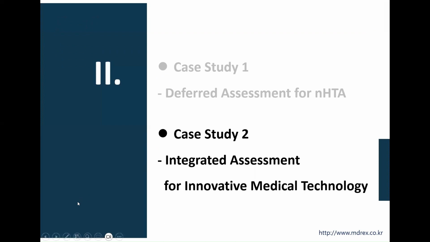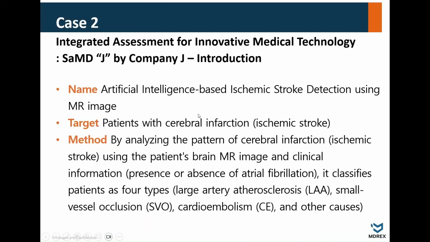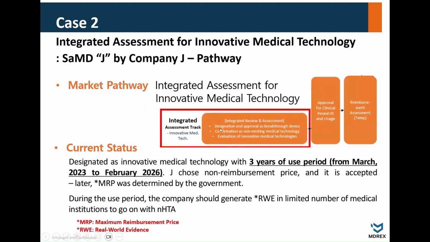Now let's move to case 2, integrated assessment for innovative medical technology. Here the case is, again, a SaMD J by company J. J is based on AI analysis of the patient's MR image and classifies causes of ischemic stroke into 4 types. J takes the integrated assessment track for innovative medical technology to get through reimbursement assessment.